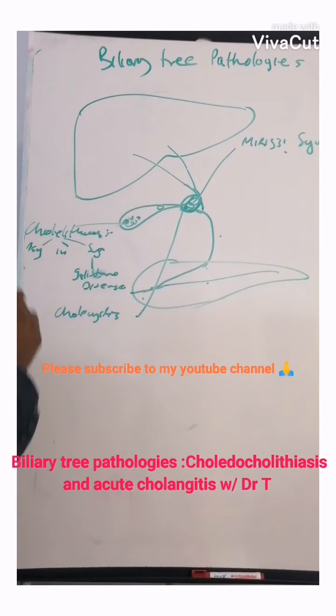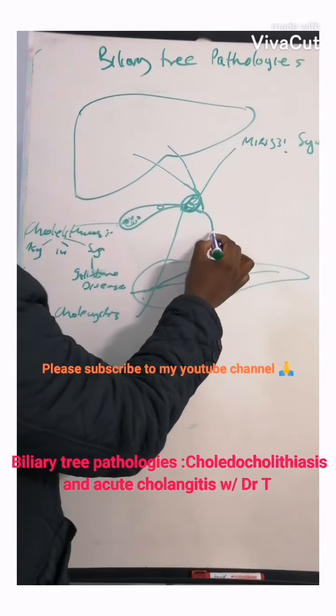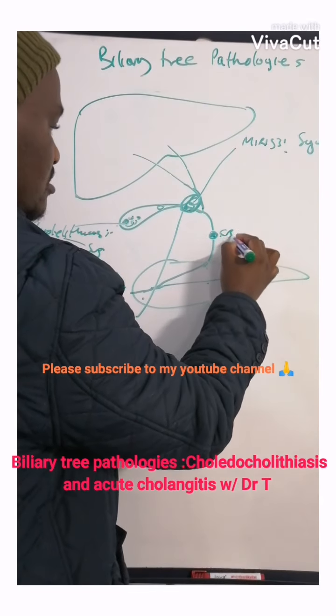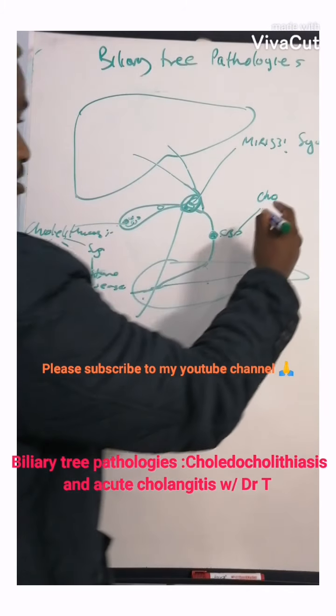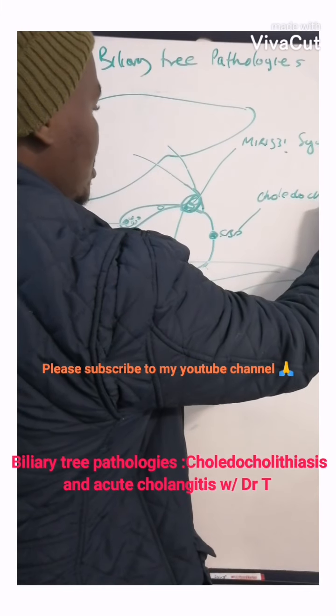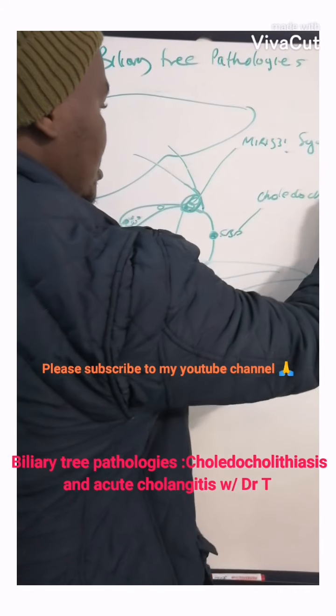That's a Mirizzi syndrome. But if this stone manages to pass and then get stuck here in the common bile duct, then that's called choledocholithiasis. We are going to talk about these choledocholithiasis.